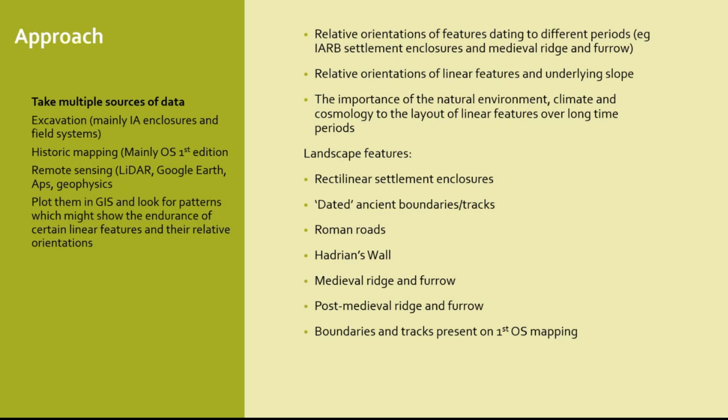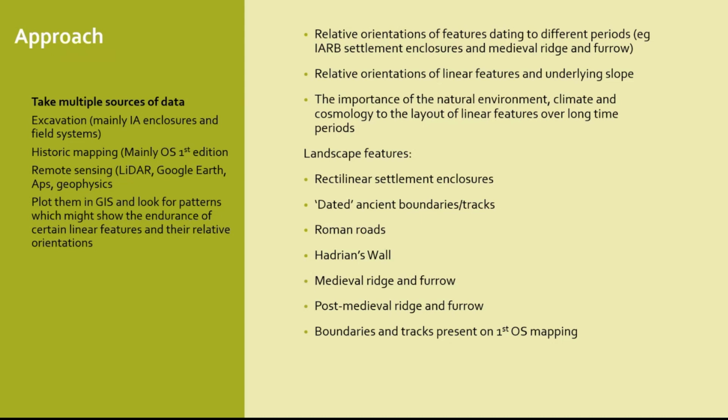Roman roads, Hadrian's Wall, medieval ridge and furrow, post-medieval ridge and furrow, which I'd teased out on morphological grounds, and then obviously all the boundaries and tracts represented on the first edition Ordnance Survey mapping. So the rule of thumb was, if it's linear, I'm mapping it, and all the relevant attributes were added to these features to be able to tease out what was what.